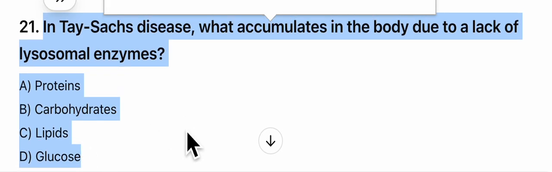In Tay-Sachs disease, what accumulates in the body due to a lack of lysosomal enzymes? A. Proteins. B. Carbohydrates. C. Lipids. D. Glucose.